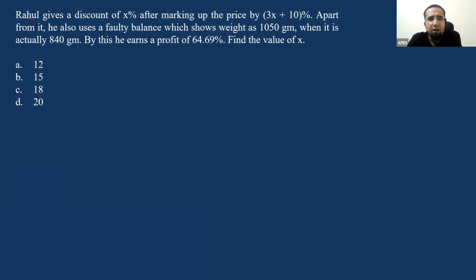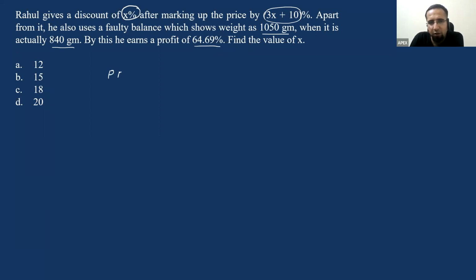a very beautiful question, guys, which is on profit and loss and faulty weights. Rahul gives a discount of x percentage after marking up the goods by 3x plus 10 percentage. Apart from this, we also use a faulty weight, which shows a weight of 1050 grams when it is actually 840 grams, and he earns a profit of 64.69 percentage.